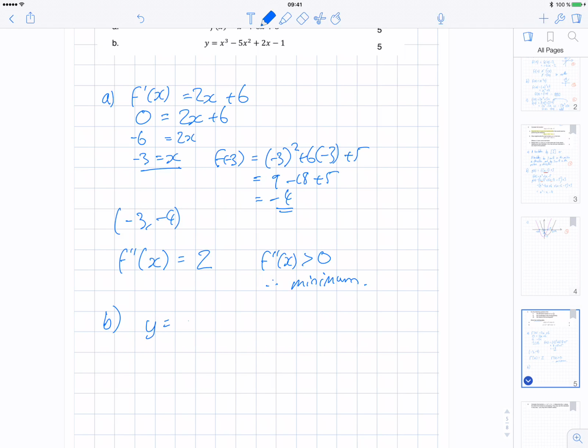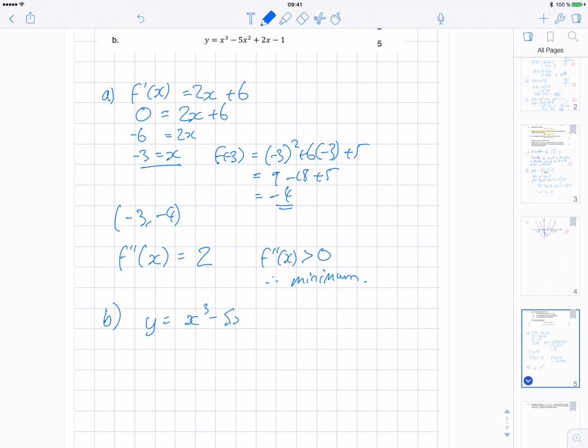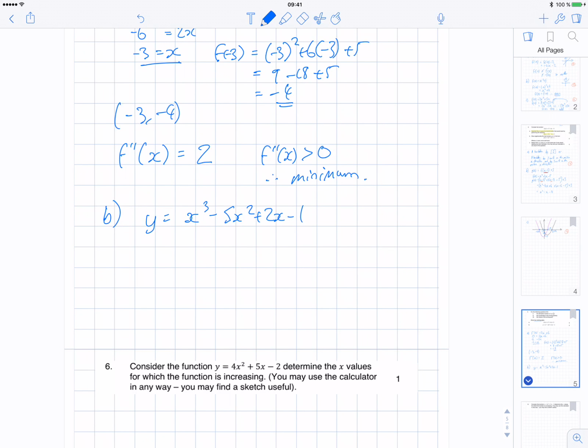So y is equal to x cubed minus 5x squared plus 2x minus 1. So we differentiate it, so dy by dx. Notice I don't say equals, I just go straight to dy by dx. So that's 3x squared minus 10x plus 2. I let this equal 0 and I solve, and I'm going to use the calculator to solve this to make it a lot easier for me.